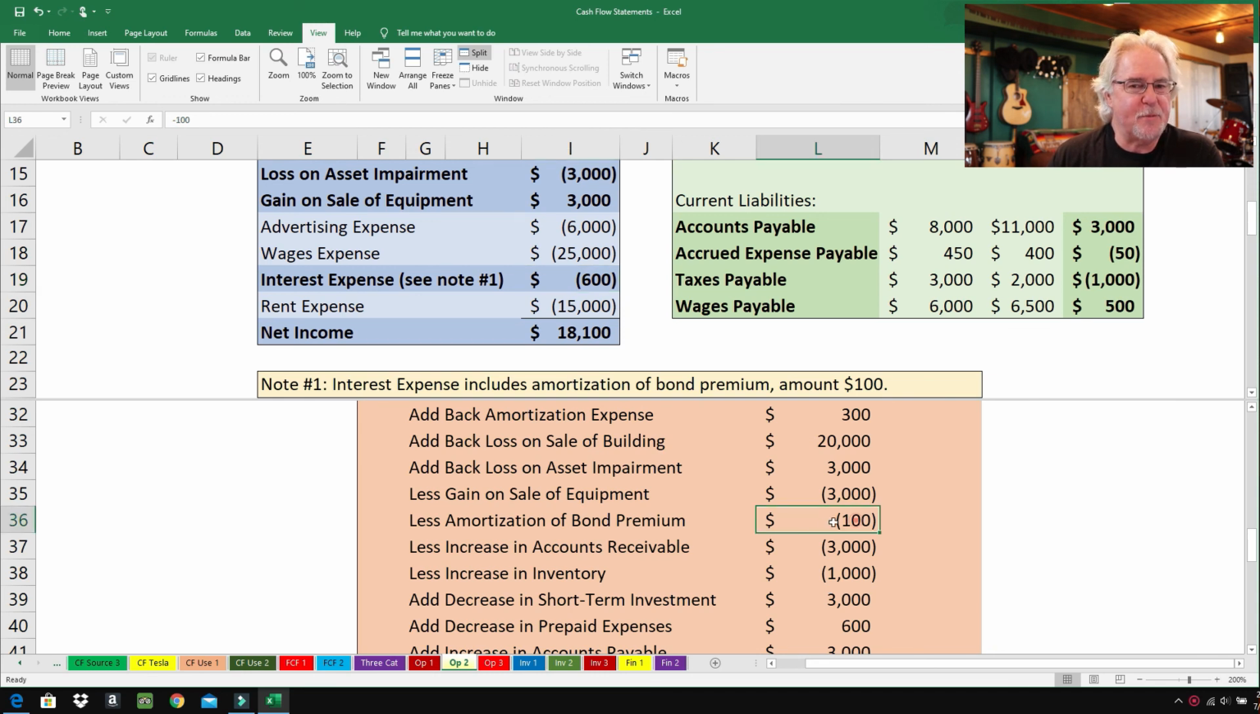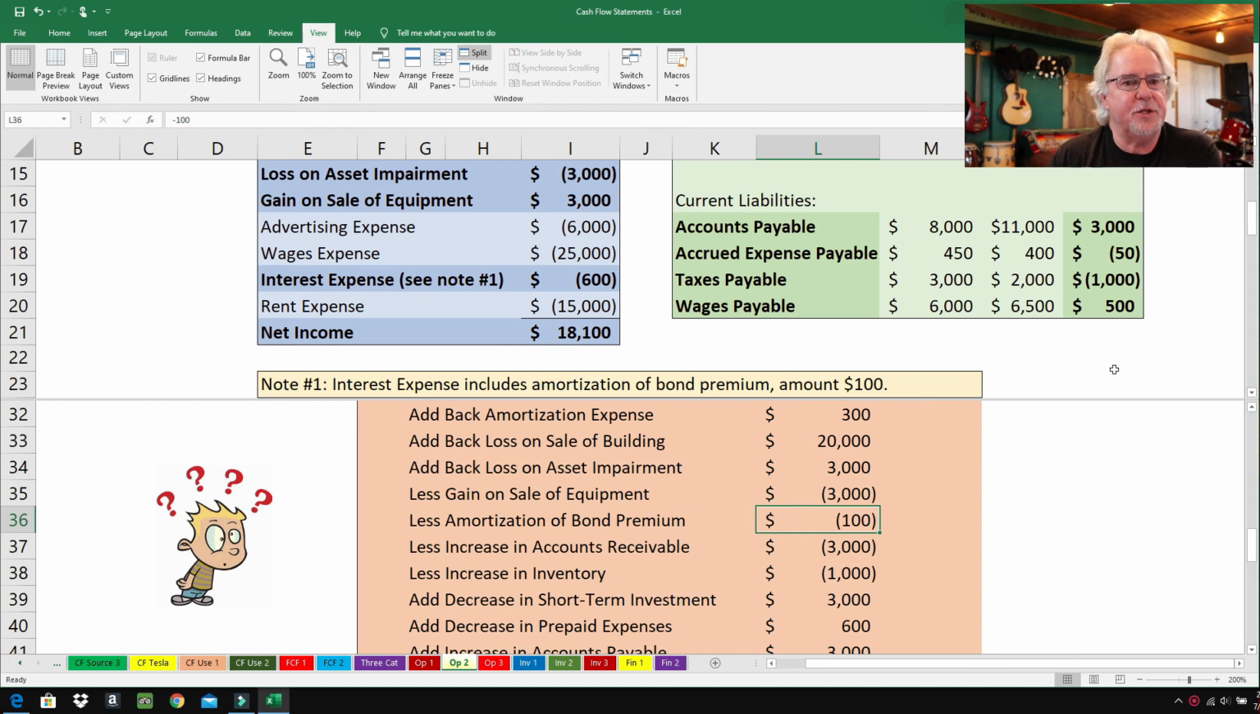So you can either memorize it or try to think it through. And for now, you might want to just memorize it. So you deduct out bond premiums. Guess what we're going to do to bond discounts? We are going to add them back. We don't have one in this example, but we have a bond premium deducted out.